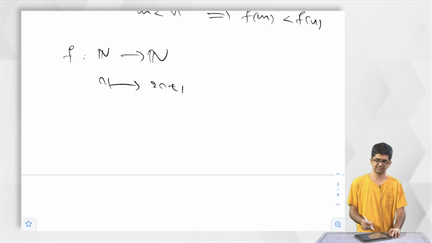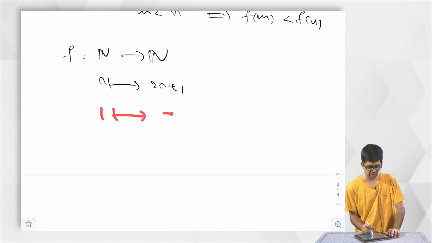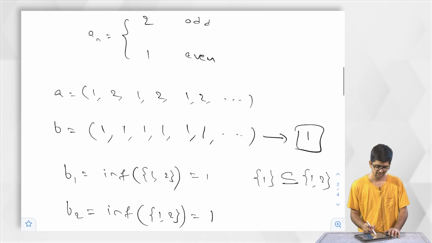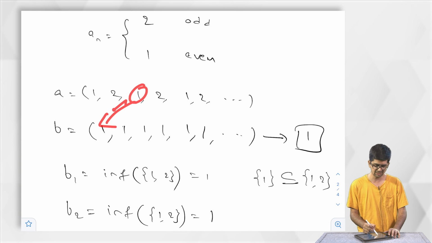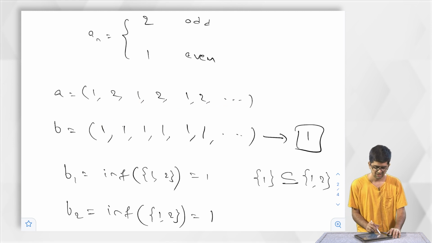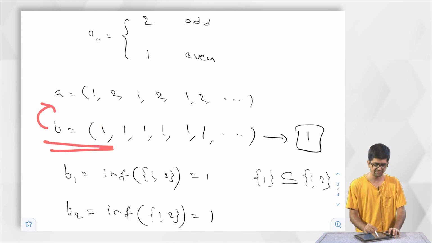So this is a sequence. 1 should go to 3, 2 should go to 5. So what we are doing is we are collecting all the alternating elements, 3, 5, and so on. So this has come here as 1, this has come here as 2, something will come here as this. So this says B is a subsequence of A.